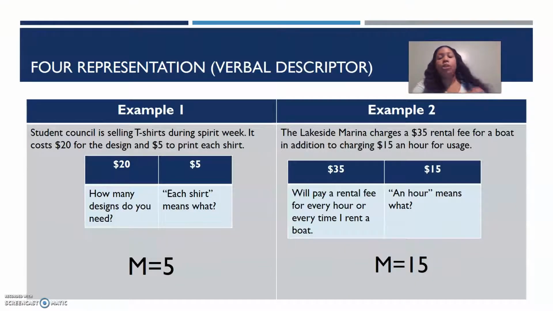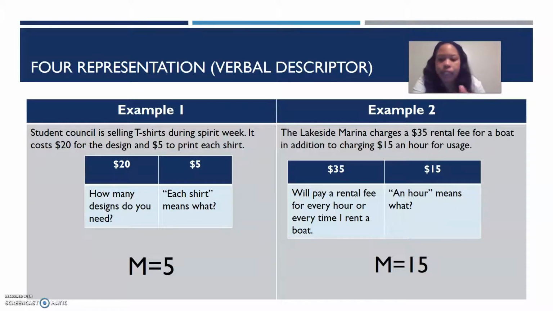Again, I want you to make sure that you're stopping this video every couple of minutes and copying down example 1 and example 2 because you are going to need them for your assignment. The student council is selling t-shirts during Spirit Week. It costs $20 for the design and $5 to print each shirt. Remember, we're looking for very specific vocabulary when we're looking for which one is the M and which one is the B. Would I pay $20 extra for every shirt just to design it?